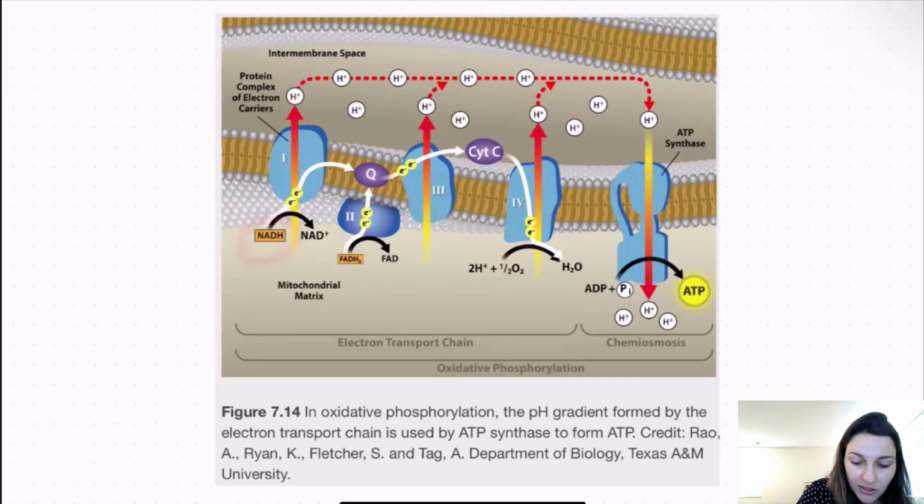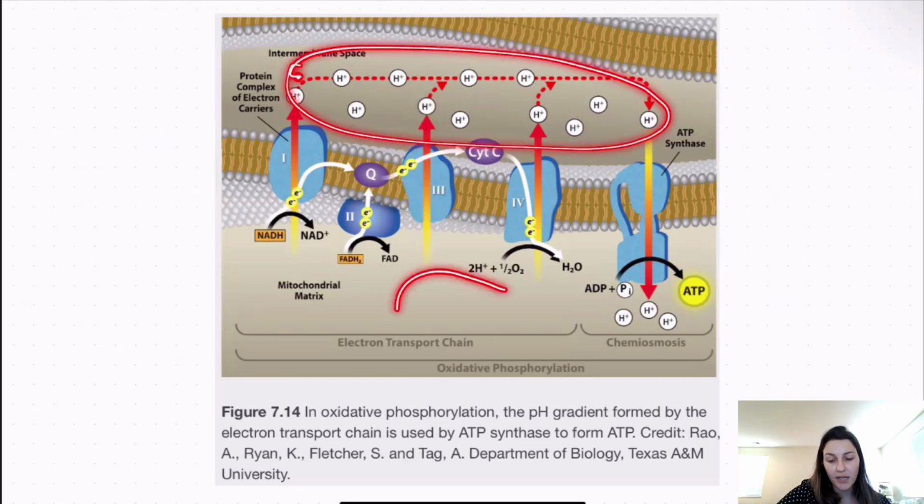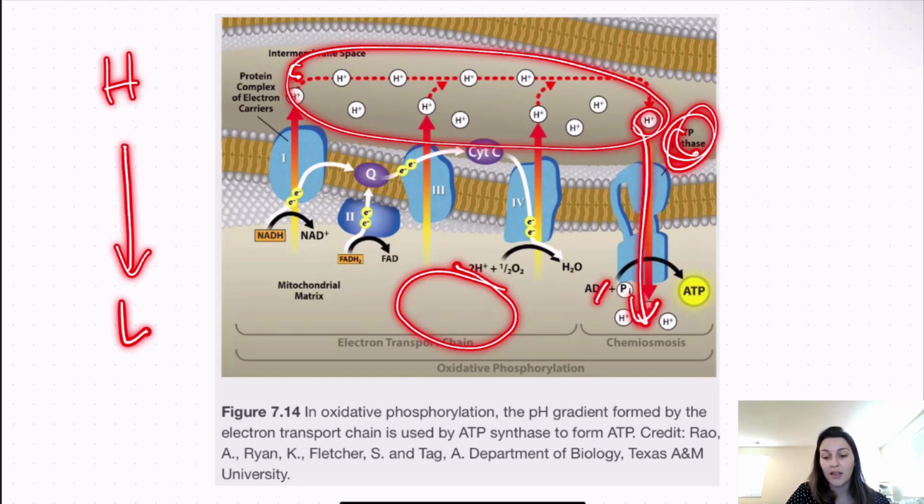So NADH becomes NAD, and the hydrogen that's left gets sent into the intermembrane space. There's lots of hydrogens here, and not so many hydrogens here. Remember that diffusion says that when we have a high concentration, we want to move to a low concentration, and that's exactly what ATP synthase does. It takes hydrogen from a high concentration to a low concentration, and that process leads to the production of ATP.